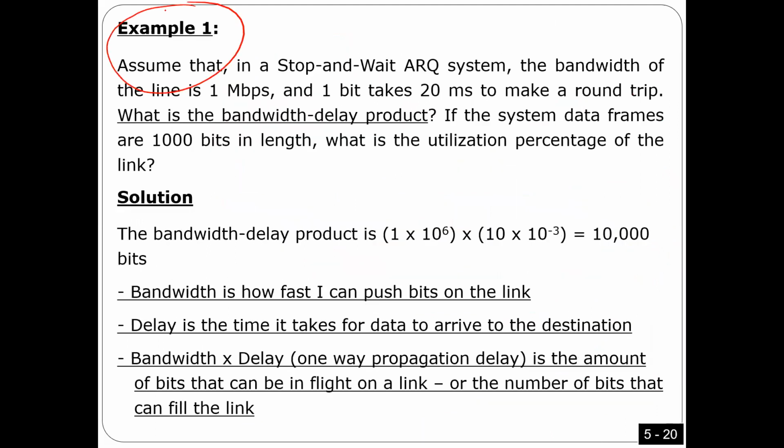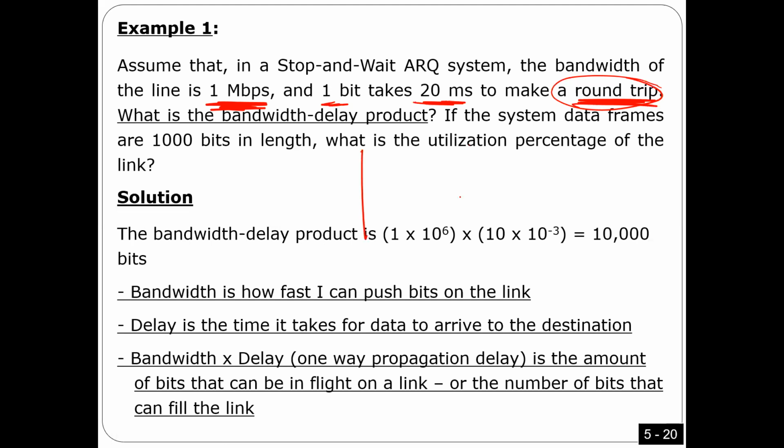Using this example, you will understand better why this algorithm has a very bad utilization of the channel. First of all, assume we have a stop and wait here. Assume we have the bandwidth, or the bit rate, I explained before, of 1 megabit per second. Here I'm telling you the round trip delay, 1 bit is going to take 20 milliseconds round trip. You know what I mean by round trip? It means this is the delay to go and come back.